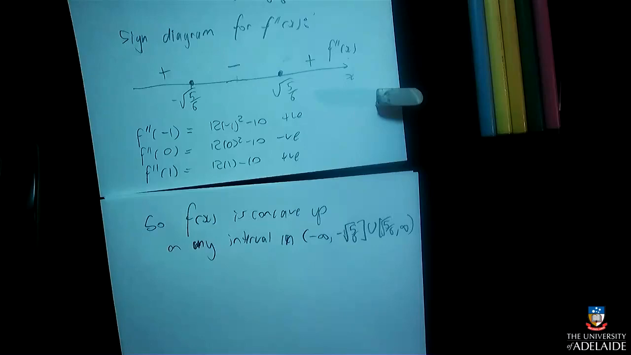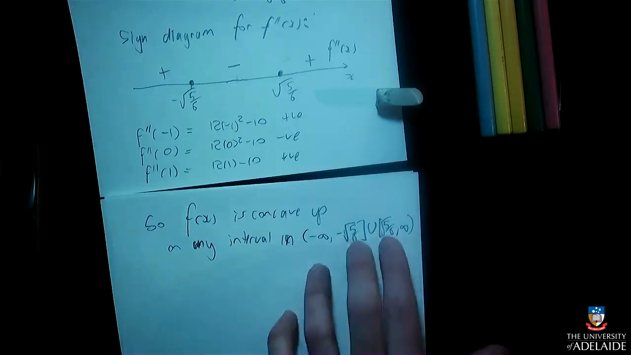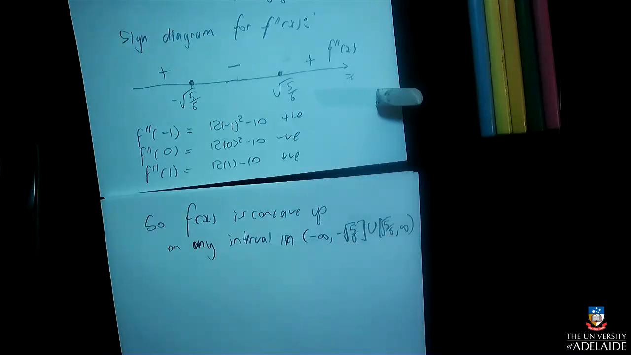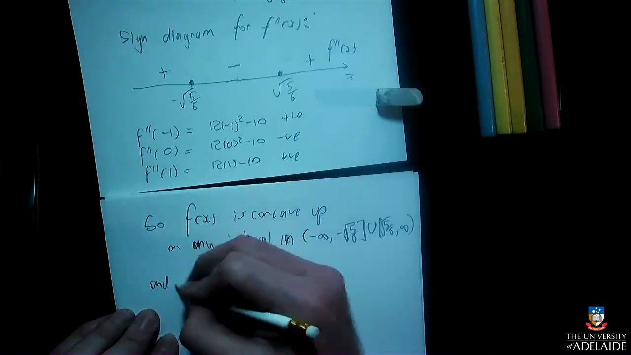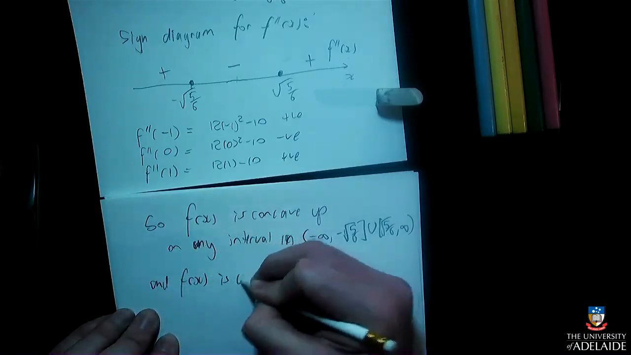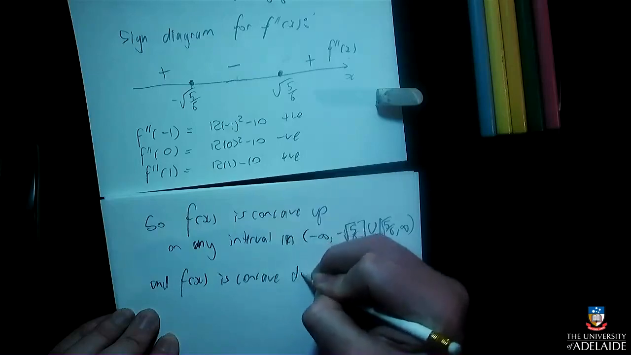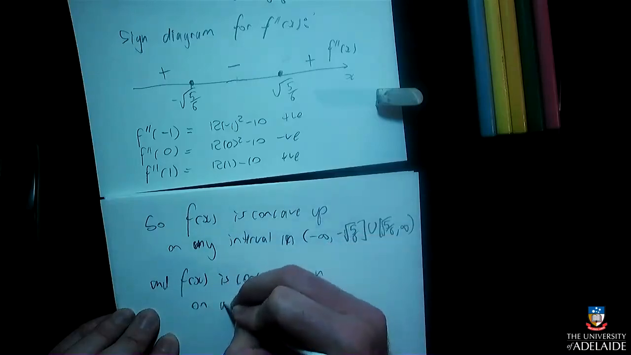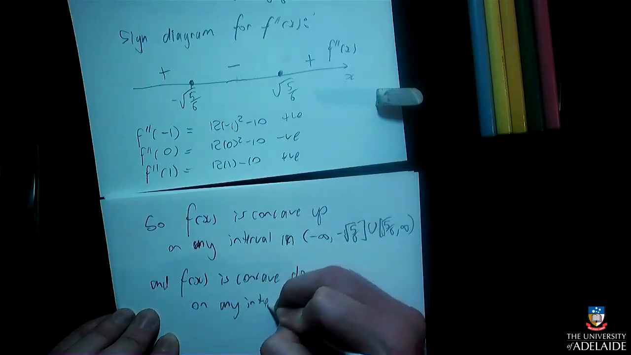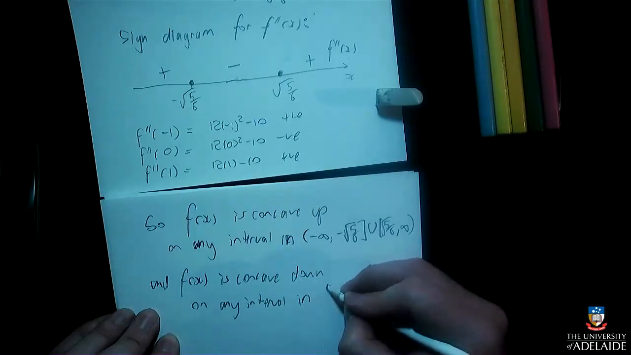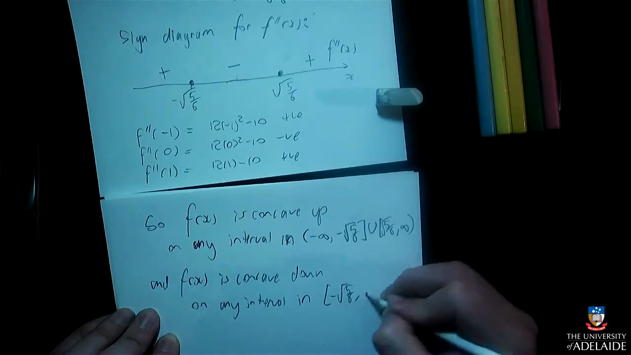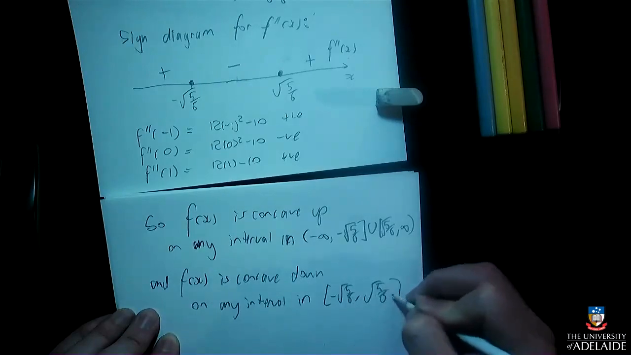Just be careful, some people talk about concave up and concave down differently than the way I do, and they talk about it being concave up and down at a specific point, and so they won't include these, there'll be round brackets. But I think this is the most correct way. And f of x is concave down on any interval inside, now let's see, just from minus root 5 on 6 to root 5 on 6.